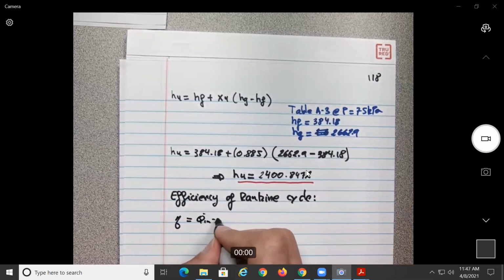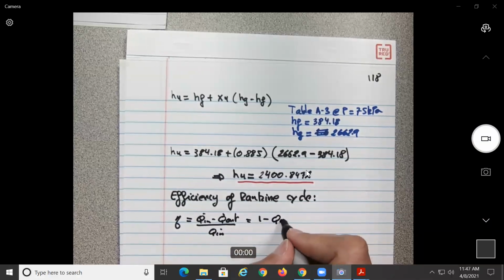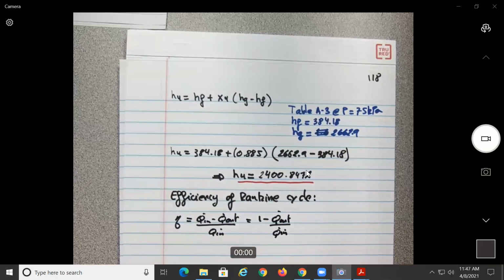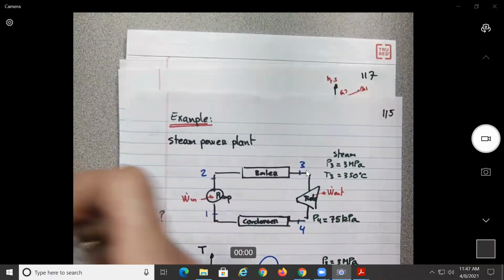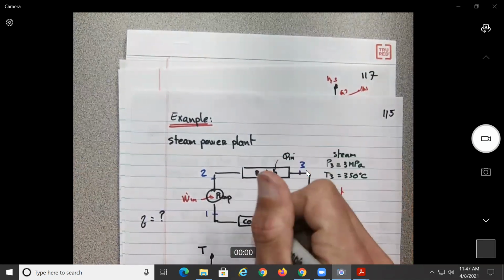Q in minus Q out divided by Q in, which was equal to 1 minus Q out over Q in. So the Q out is equal to the change in the enthalpy, H1 minus H4. We can go and check on the figure. So from this figure, what do we have? This should be the Q in, no? We are boiling the water. This should be the Q out.